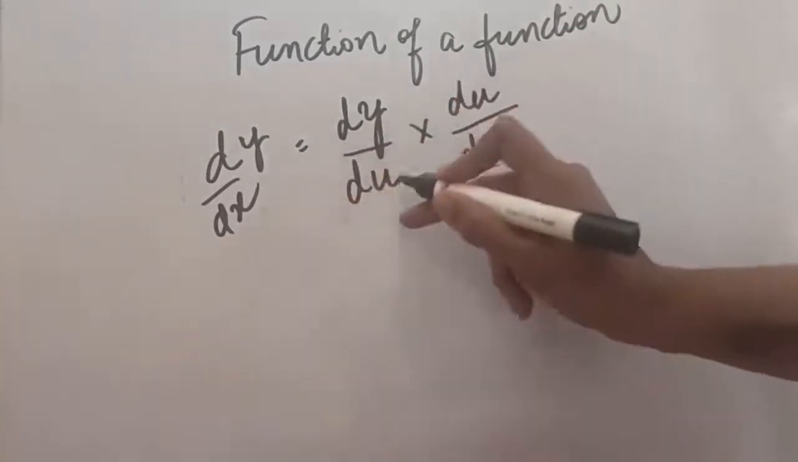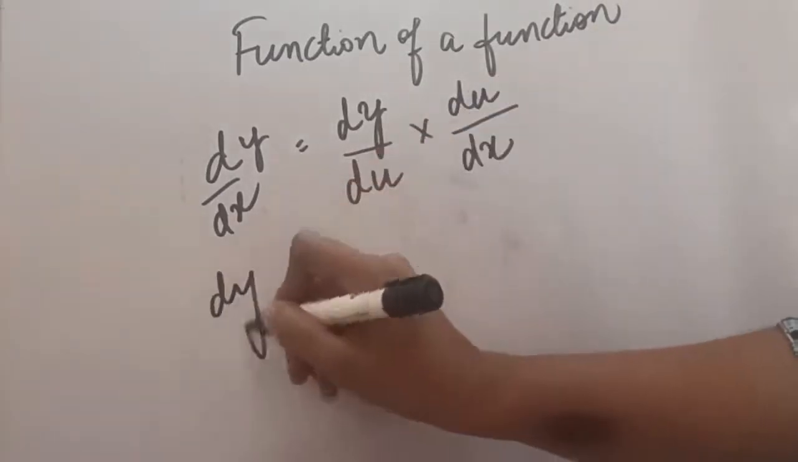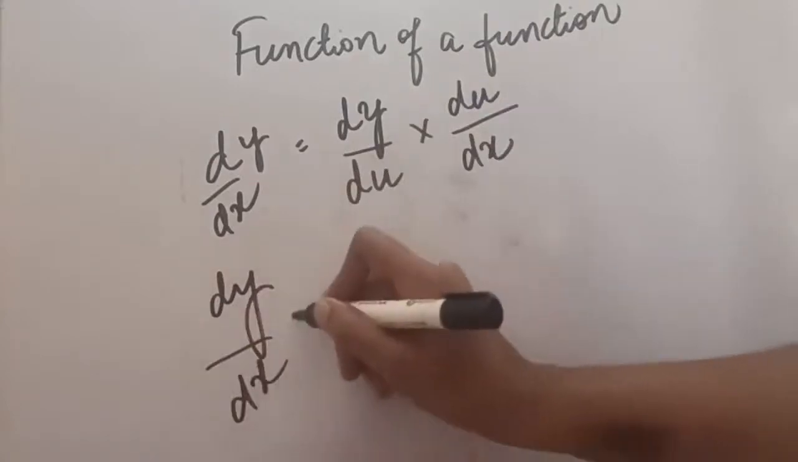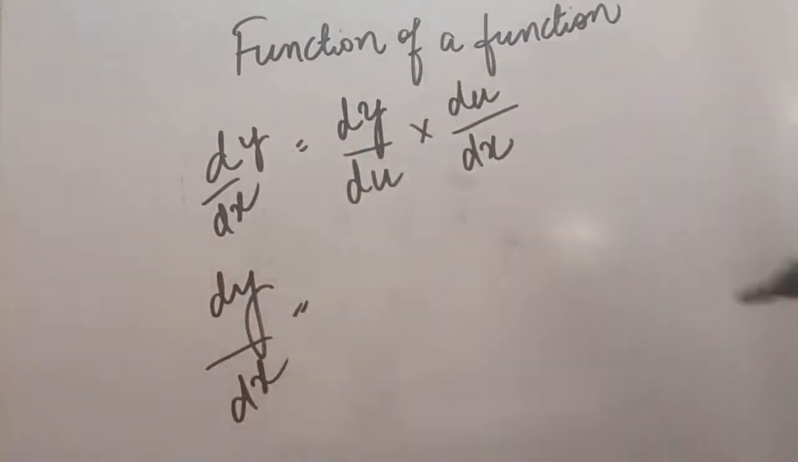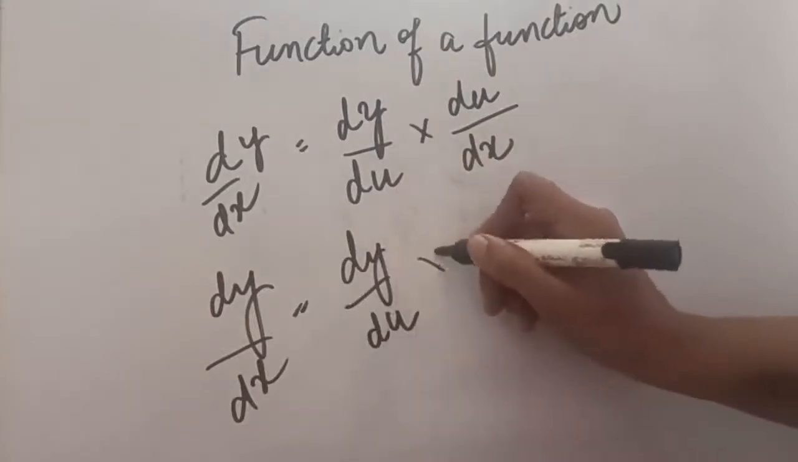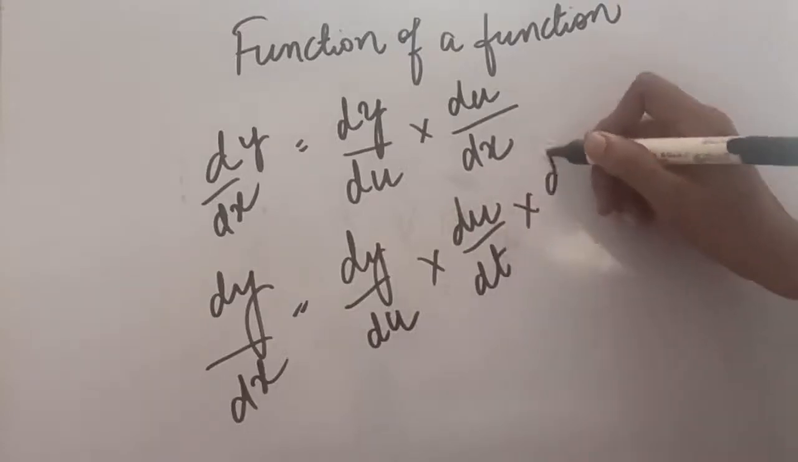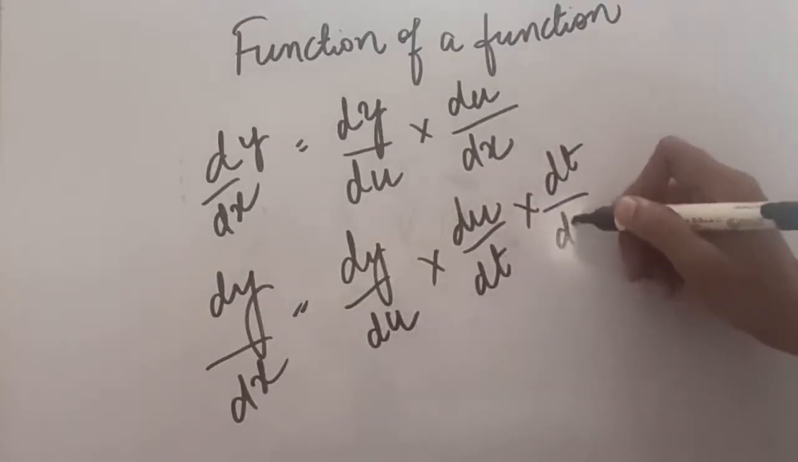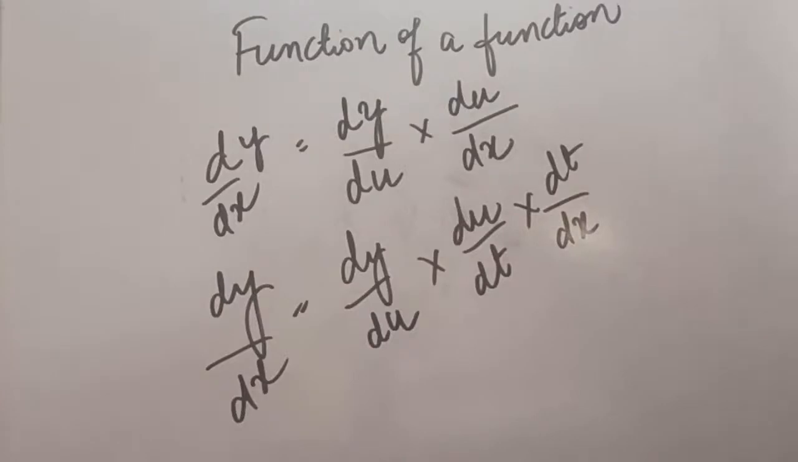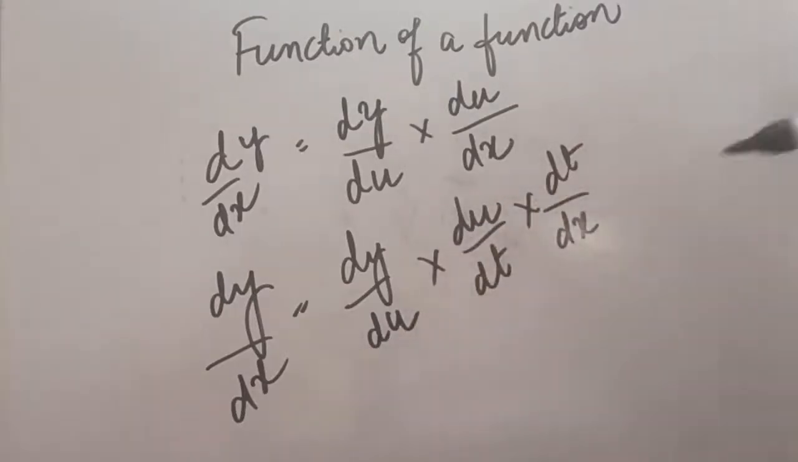Now if instead of one variable being the function of another, there can be many also. If there are more such factors that are variables of each other, in that case dy upon du, for example that variable is u only, into du upon dt, maybe there is a third variable t, and it can be dt upon dx. Here if you look at the things, dt can be cancelled, du can be cancelled, ultimately it will be dy upon dx.